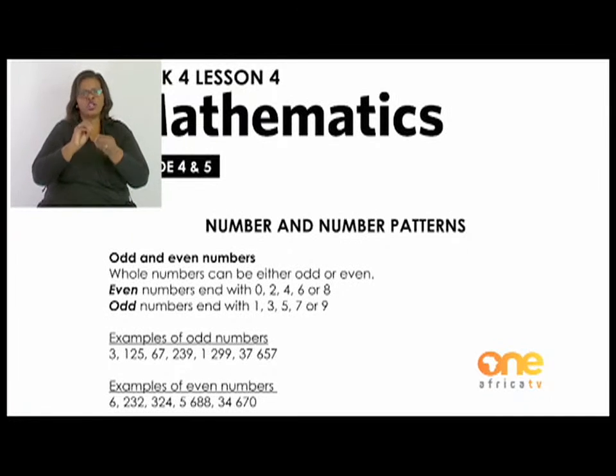The first one is 3, the next one 125, the third one 67, then 239, 1,299, 37,657. So when you are identifying odd numbers, you're just looking at the last number. If the last number is ending with one of the numbers which are listed on top, it means it's an odd number. The second examples given are even numbers.